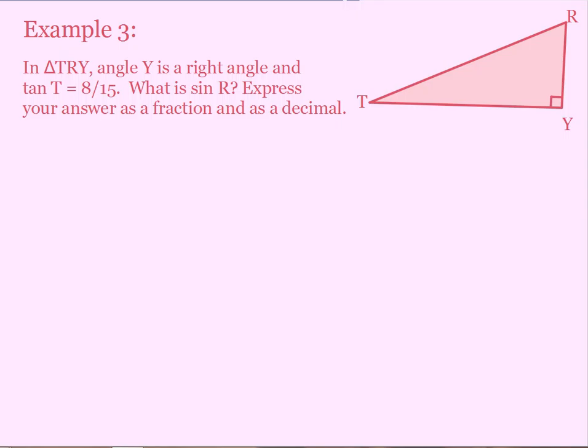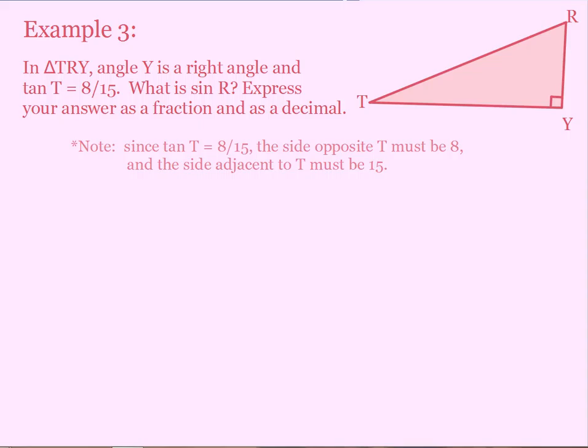Okay, one last example. Oops, this was example 4, I think, instead of 3, but oh well, we'll get there. In triangle TRY, that means that your points are T and R and Y. Angle Y is the right angle. And the tangent of angle T is 8 over 15. So since we know the tangent, and that's going to be opposite over adjacent, let's put those sides on our triangle. Opposite is 8 over adjacent, which is 15.